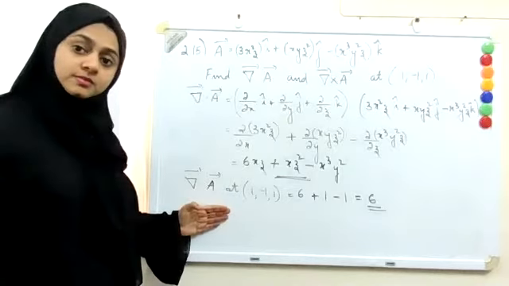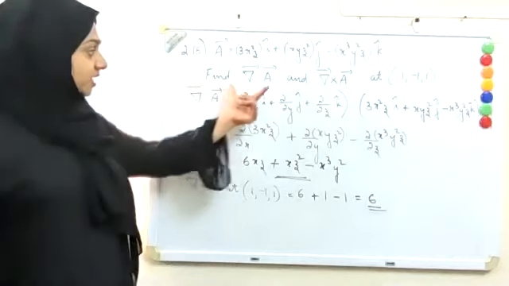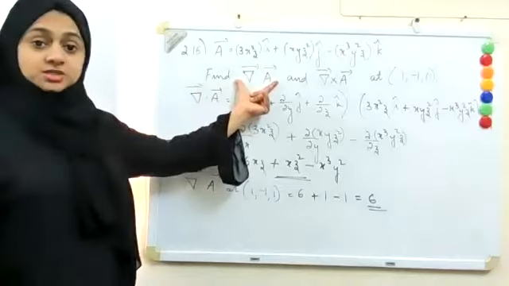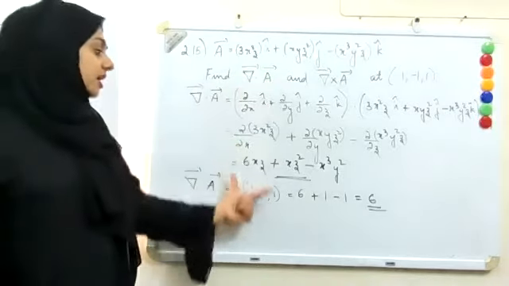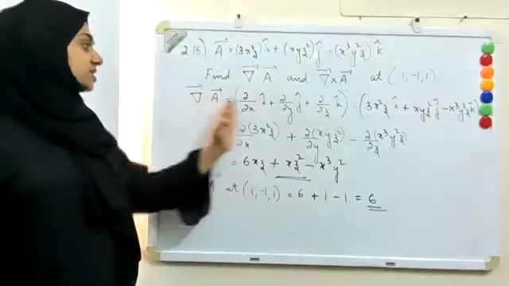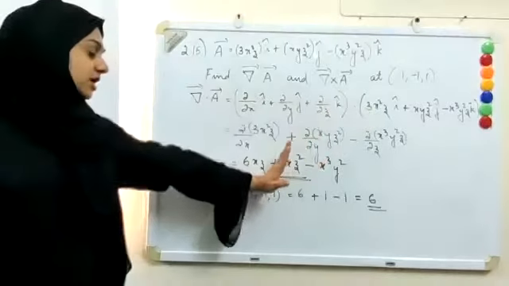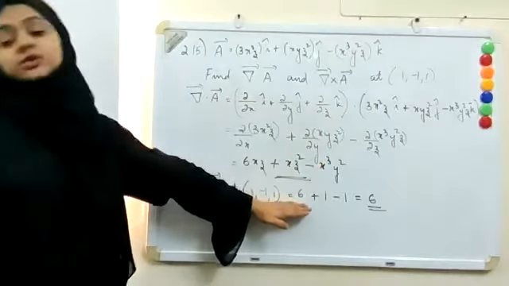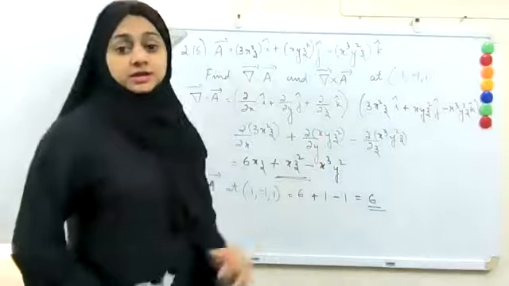Teacher, how do we find the divergence of a vector at a particular point? First find the dot product, that is the divergence, and put in the x, y, z values, and you will get it.